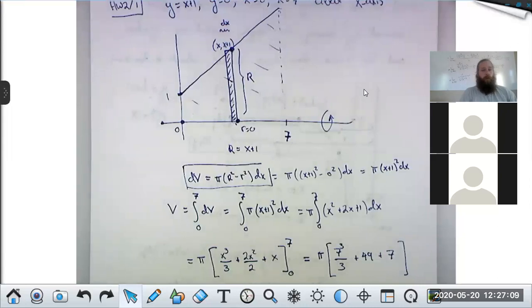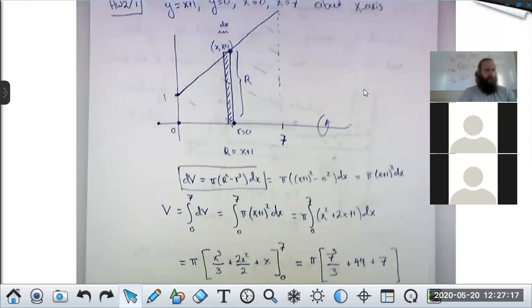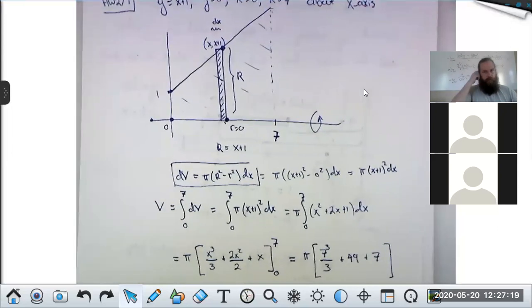I am going to conclude class today with a list of formulas for you. So don't panic. But I would like to now go ahead and introduce the method of cylindrical shells. So are there any other questions on this particular example?